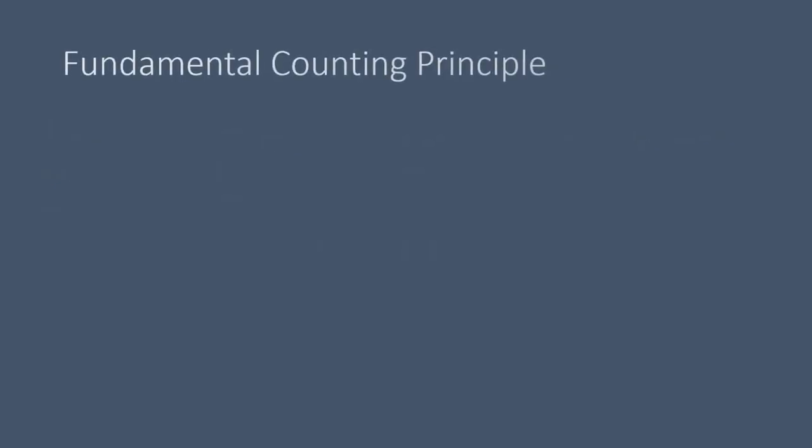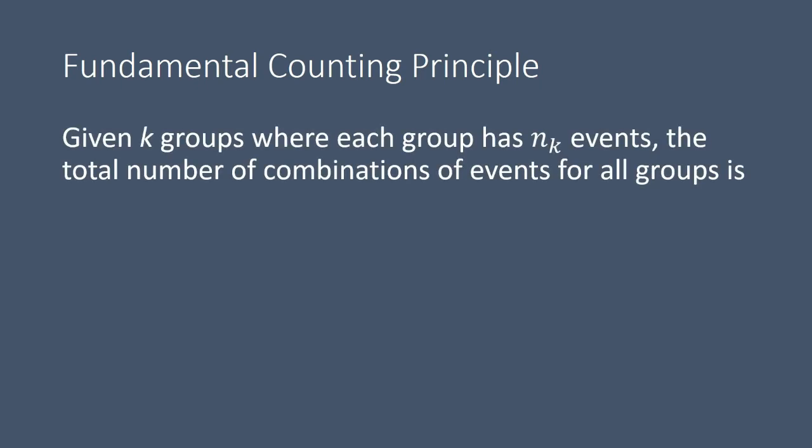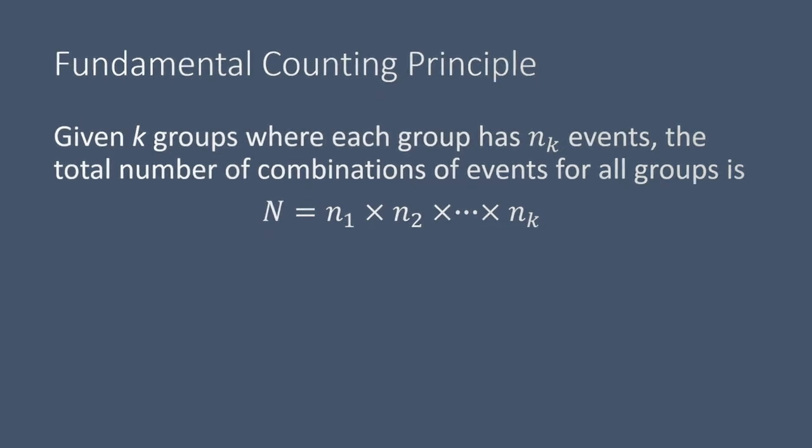Now, not all books write the fundamental counting principle that way. They don't describe it that way. Some other books use events instead of outcomes. So given k groups where each group has n sub k events. N sub k events is the number of events in the stage of your experiment. The total number of combinations of events for all groups is this, n sub 1 times n sub 2, so on and so forth, times n sub k.